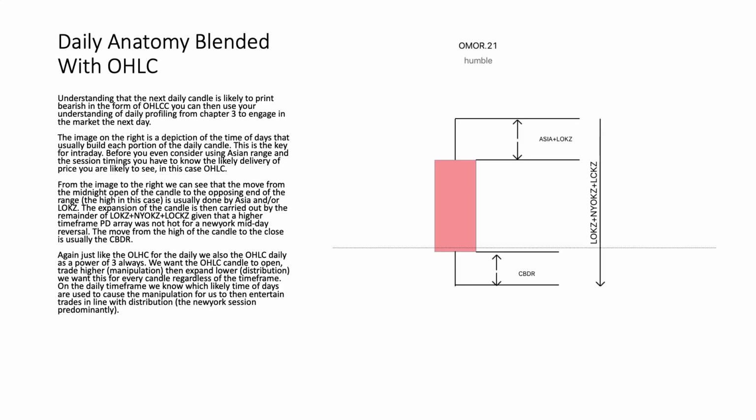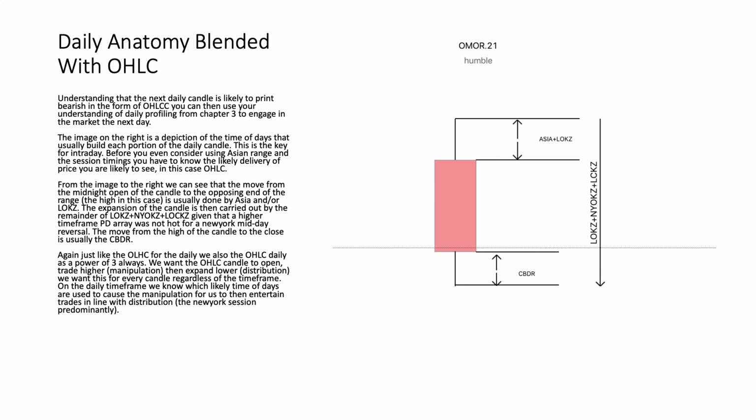So the daily anatomy blended with the open, high, low, close. Understanding that the next daily candle is likely to print bearish in the form of open, high, low, close, you can then use your understanding of daily profiling from chapter 3 to engage in the market the next day. The image on the right is a depiction of the time of days that usually build each portion of the daily candle. This is the key for intraday. Before you even consider using HTF range and the session timings, again, you have to know the likely delivery of price you're likely to see. In this case, it's an open, high, low, close.